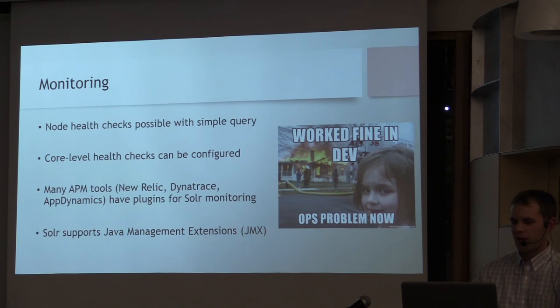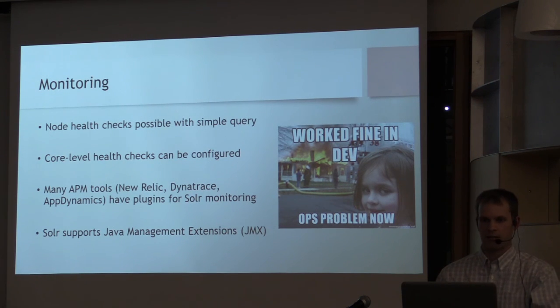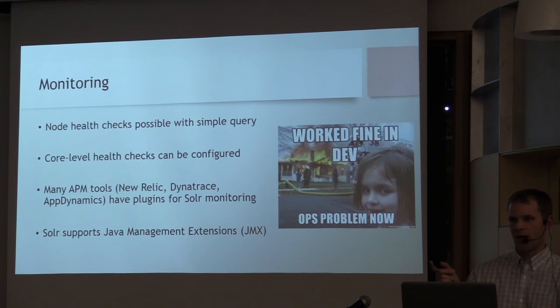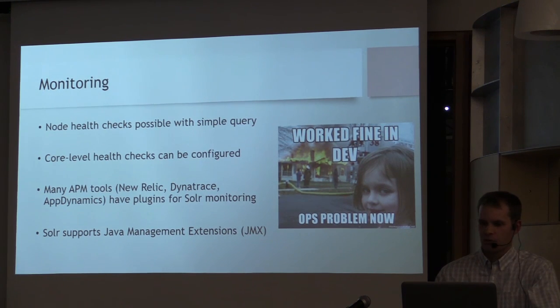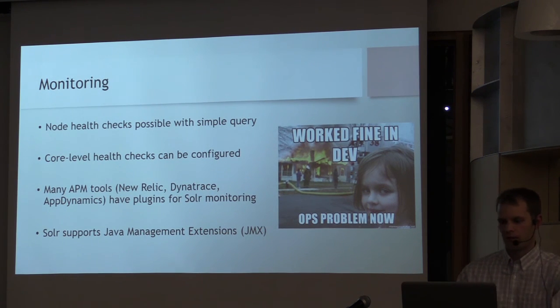You can monitor the health of your nodes with a simple query, like I mentioned before. You're going to need that for your load balancer. You can configure core level health checks if you want to get really crazy, so you can know when an individual core goes offline or falls behind or becomes unavailable and do something with your query distribution. I haven't done that, but you can certainly do it if you have the time and energy to dig into that. If you're using an APM tool like New Relic, Dynatrace, or AppDynamics, they all have plugins for Solr that give you a lot of good information right out of the box. You just install it and you're good to go.